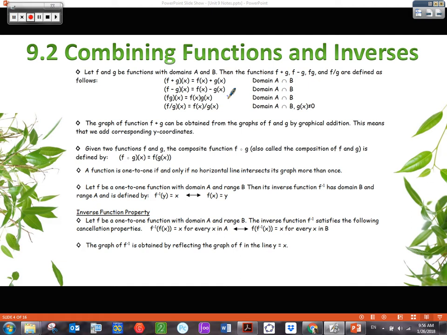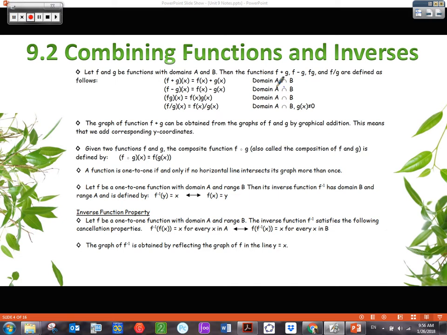An extra issue we need to be aware of is if we are dividing functions, there may be an additional restriction for us. If g, being the denominator, has some number that causes it to be 0, that would be an additional restriction in addition to just taking the intersection. Okay, so we'll look at an example like that on the next slide.